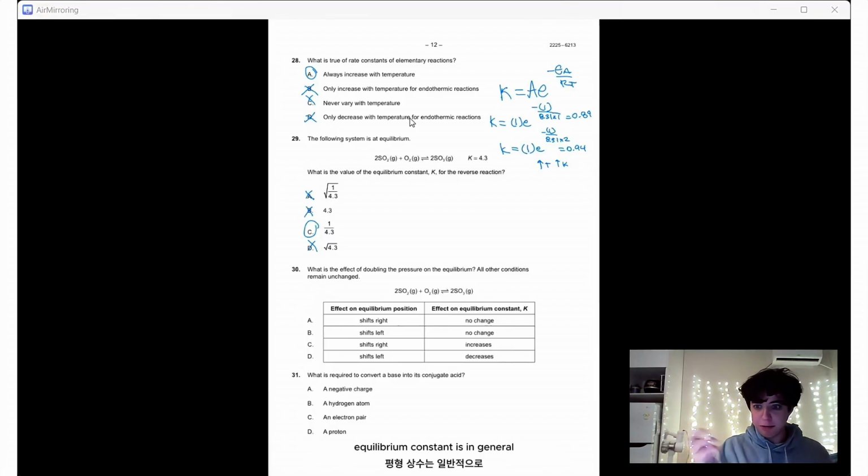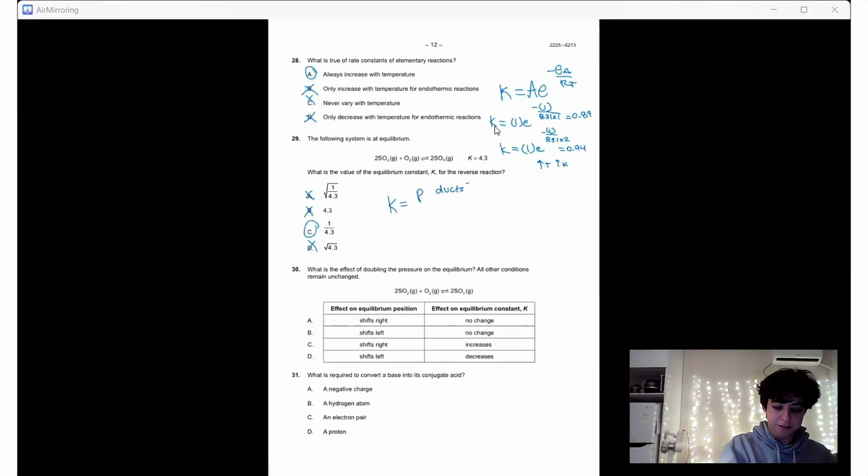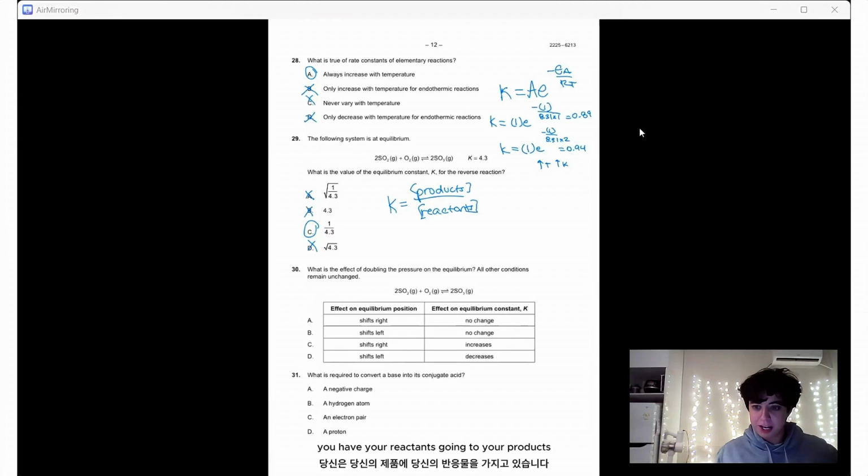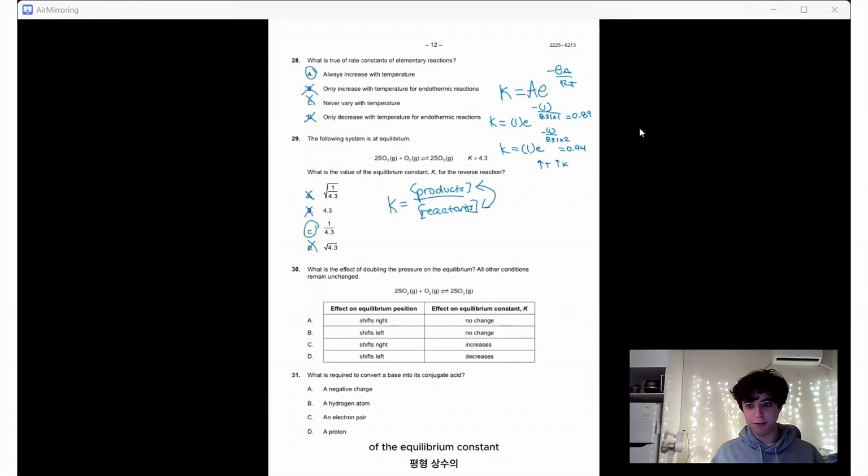But either way, the equilibrium constant, K, is always just the product concentration over the reactant concentration. So in your forward reaction, you have your reactants going to your products. In your reverse reaction, your products now become reactants, and reactants now become products. So these switch. That's why it's the reciprocal of the equilibrium constant whenever you reverse the equation. That's it. That's why.